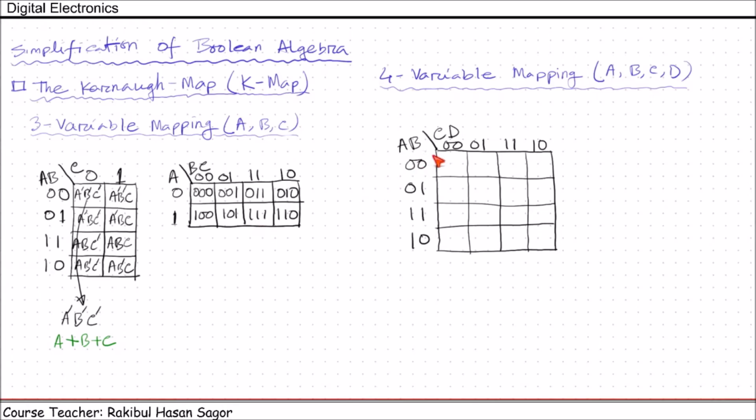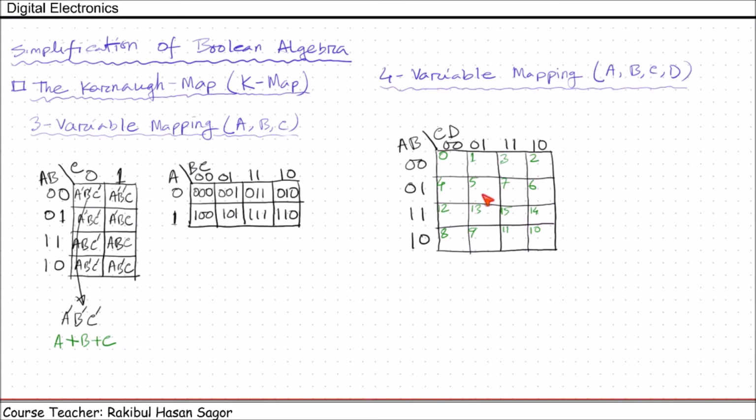Again, for the 4 variables case, this represents the decimal number 0, which is 0 0 0 0. This represents 1, 0 0 0 1. This represents 2, 3, so 0 1 2 3 4 5 6 7 8 9 10 11 12 13 14 15. 15 means 1 1 1 1. So we have 1 1 and 1 1. This rectangle represents 1 1 1 1.